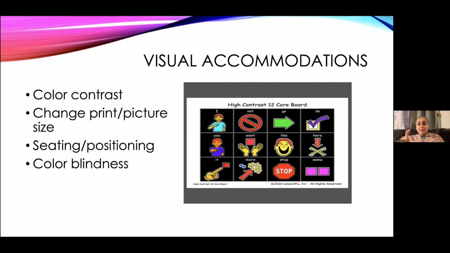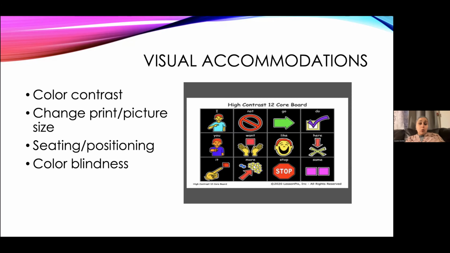Again, for visual impairments, maybe they can't handle 16 symbols on a page because it's too small. So we need to put fewer symbols and make them larger. Sometimes there's seating or positioning. Are they positioned right in front? And sometimes if they're nearsighted, they want to be sitting in the back and they don't want to be up front. It's easier for them to see from the back. So we need to look at their positioning.